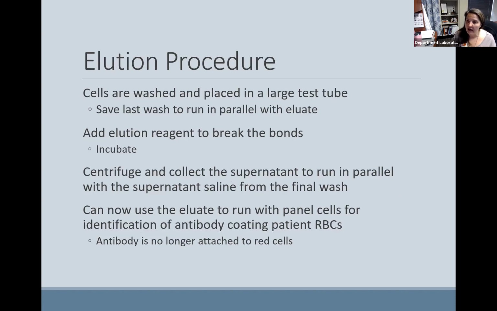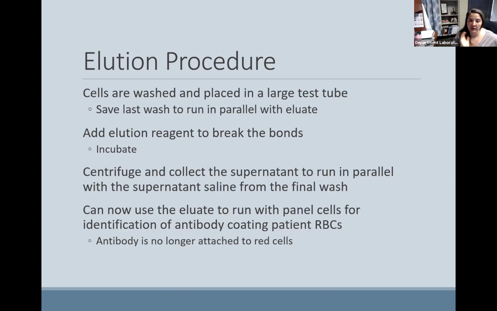That's very important. When you perform this washing procedure, you will save that last wash. It must be run in conjunction with the eluate. That last wash must be negative to indicate that all of the unbound antibody was adequately removed. So your last wash must be negative.